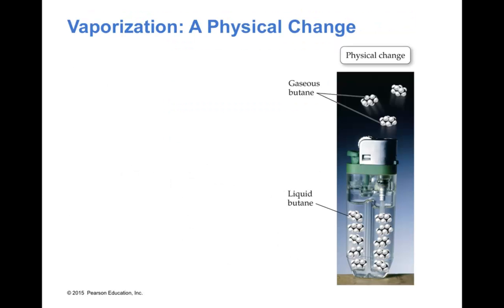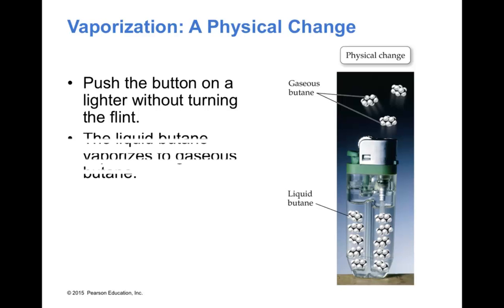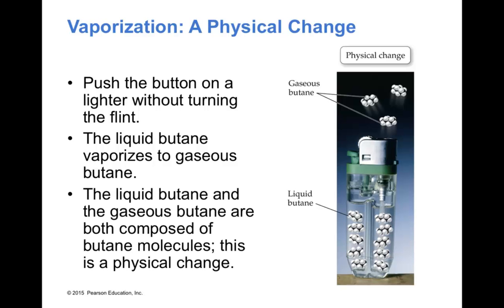Let's see the following example for a physical change. Push the button on a lighter without turning the flint. Sometimes you can hear the gas escaping. The liquid butane vaporizes to gaseous butane. The liquid butane and the gaseous butane are both composed of butane molecules. This is a physical change. It transforms from a liquid to a gas. So that's why it's just a physical change.